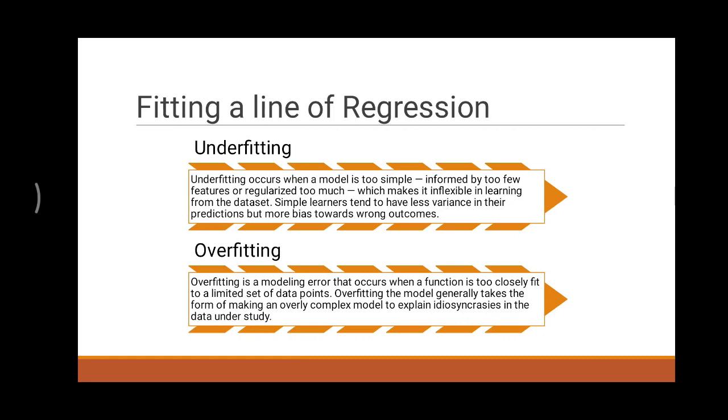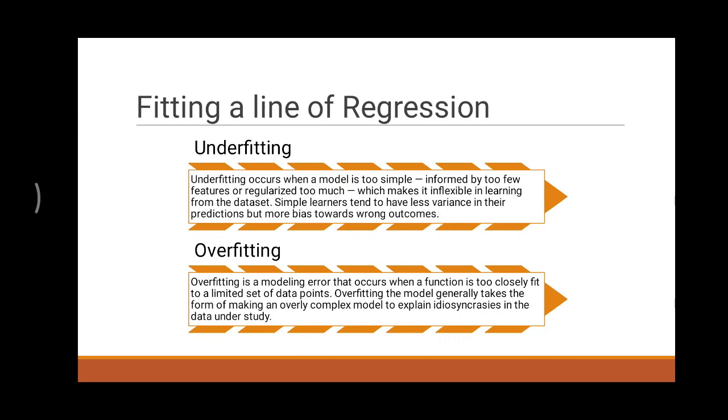Here comes fitting a line of regression. That means plotting the regression line. We know that the regression line passes through the maximum number of data points in a plotted graph. We have here two different terms, underfitting and overfitting. Let's read out the definitions.